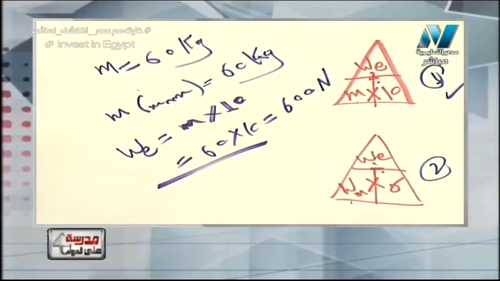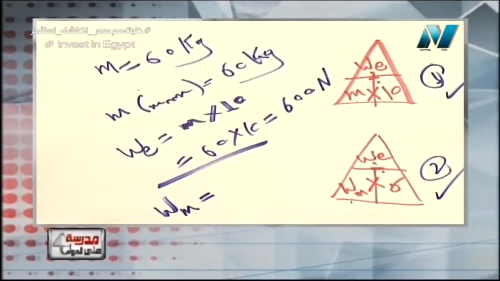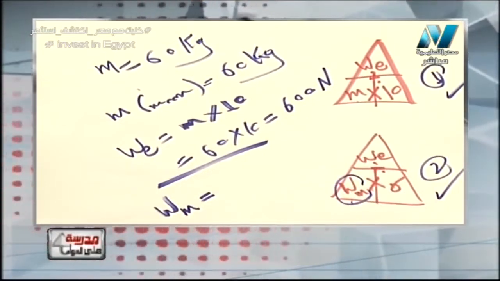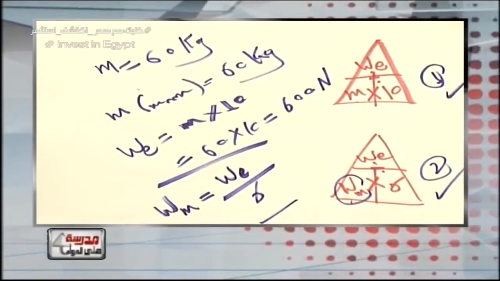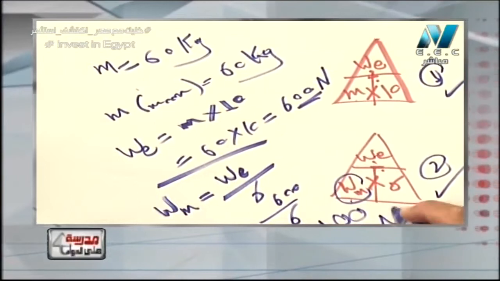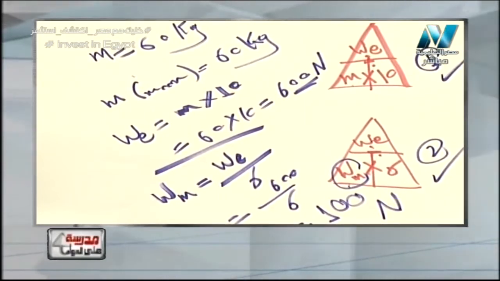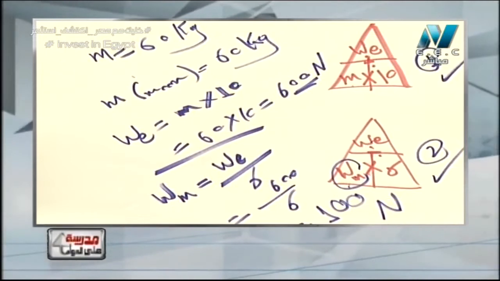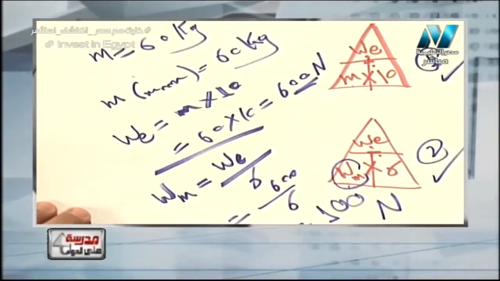The last demand is to get the weight on the moon. Which triangle will I use? Surely the second triangle. Why? Because weight on the moon equals weight on the earth divide 6. It will be weight on the earth, which is 600 newton, over 6. It will be 100 newton again. So by this problem we have practiced more and more to answer the problem of mass and weight. They are very easy problems if you write the laws and know how to answer easily. If I have, for example, mass, I use the first law. If I have weight on the moon, I use the second law, and so on.